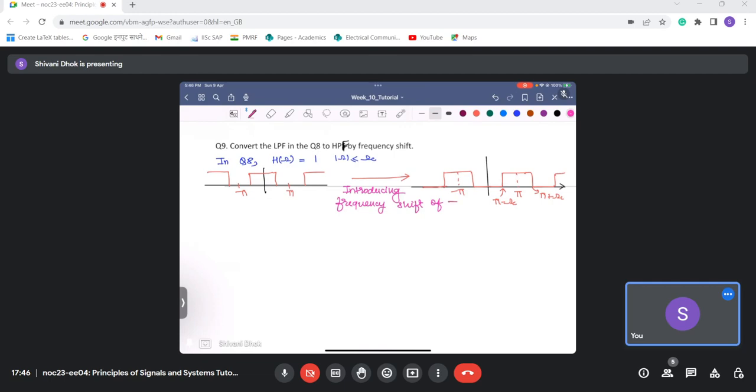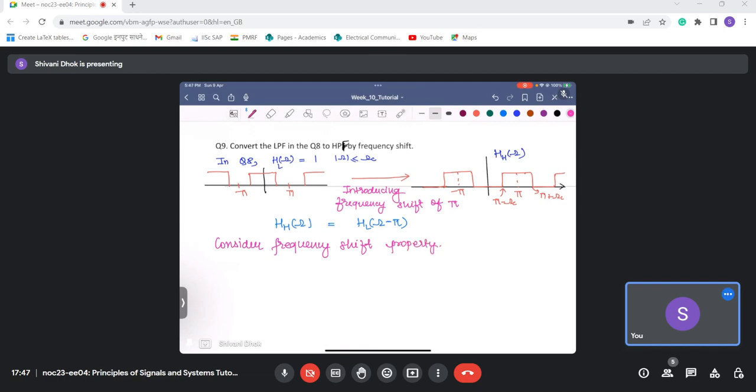of pi. So let's say this was HL of omega, and let's say this is H of omega. So this H of omega is equal to HL of omega minus pi. Okay, now consider the frequency shift property.